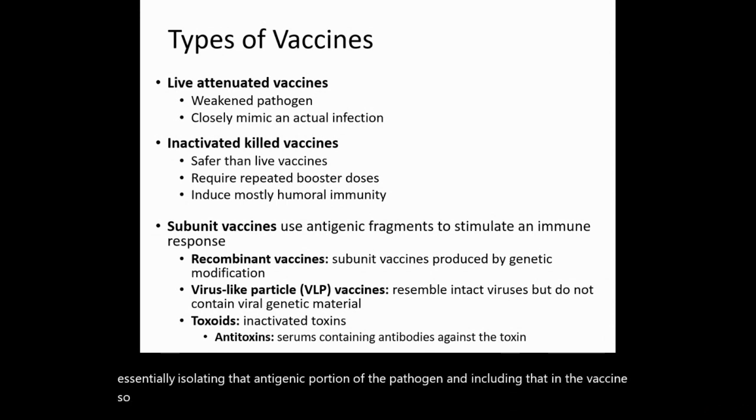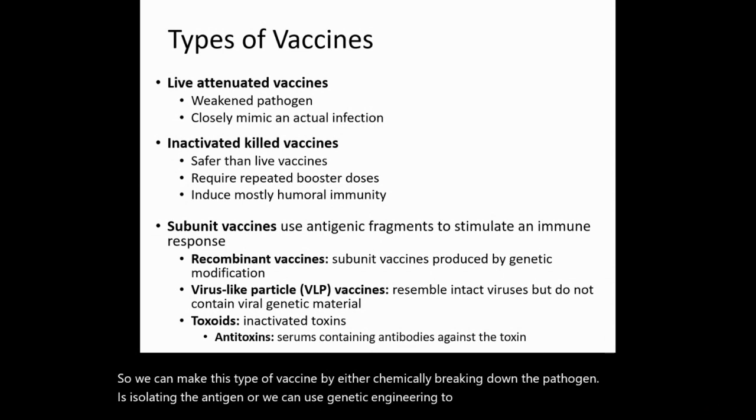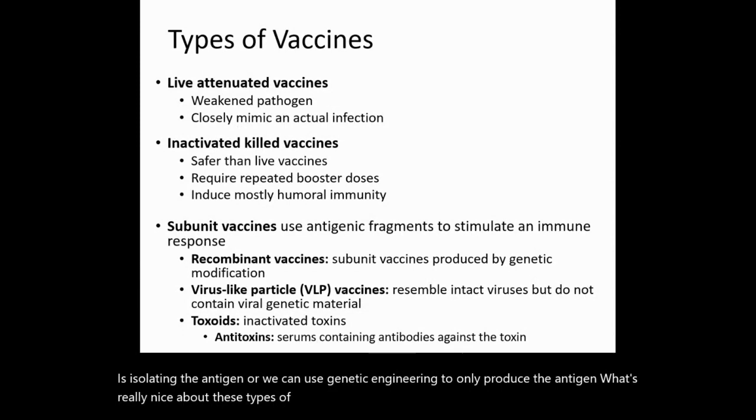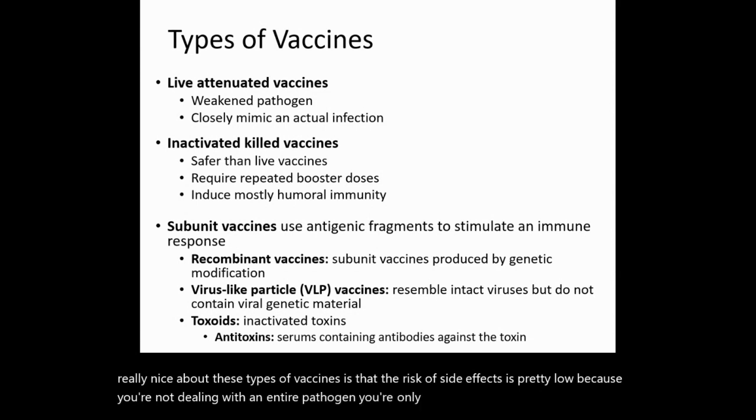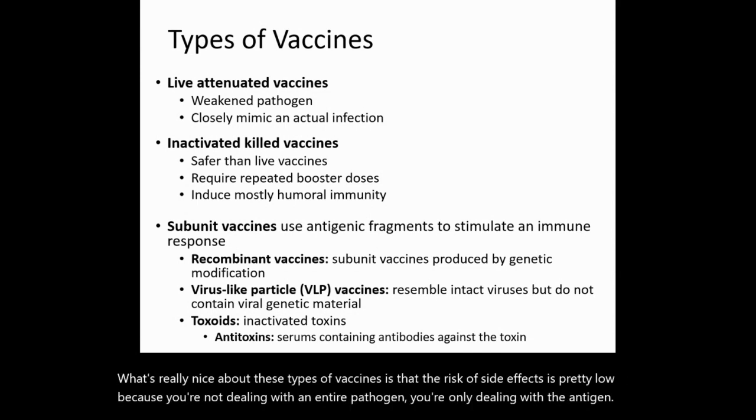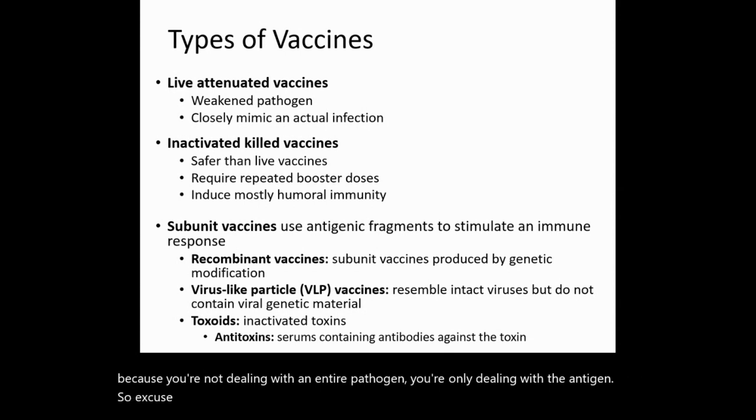So we can make this type of vaccine by either chemically breaking down the pathogen and isolating the antigen, or we can use genetic engineering to only produce the antigen. What's really nice about these types of vaccines is that the risk of side effects is pretty low because you're not dealing with an entire pathogen, you're only dealing with the antigen. So with these subunit vaccines, there are a couple of different types.